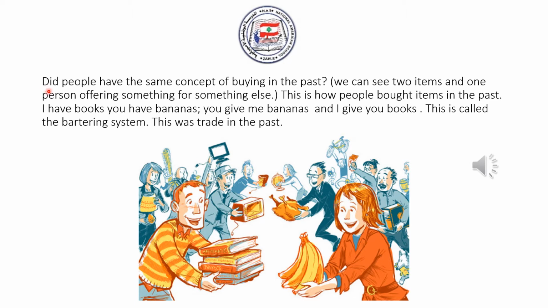Did people have the same concept of buying in the past? Look at the following picture. What can you see? We can see two items and one person offering something for something else. This is how people bought items in the past. I have books, you have bananas. You give me bananas and I give you books. This is called the bartering system, and this was a trade in the past.